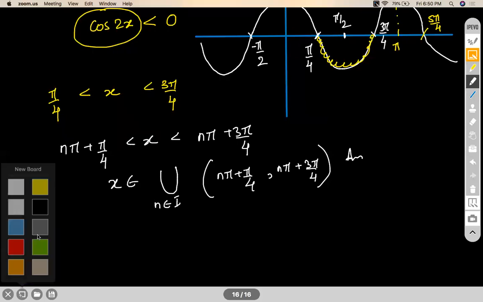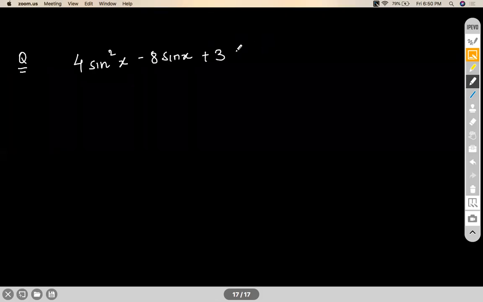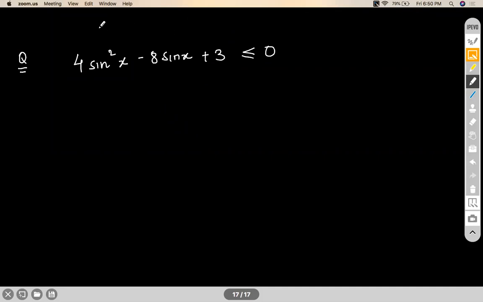Okay, let's take another question. Try this one out. 4 sine square x minus 8 sine x plus 3 is less than equal to 0. Give me the general solution for this.